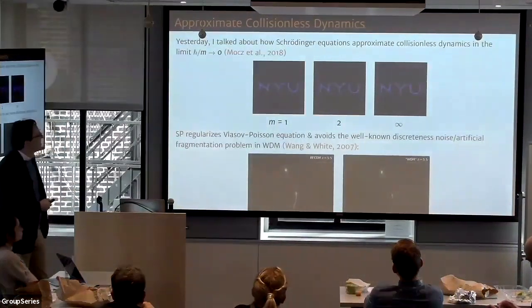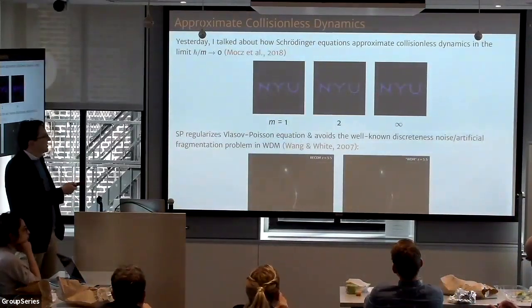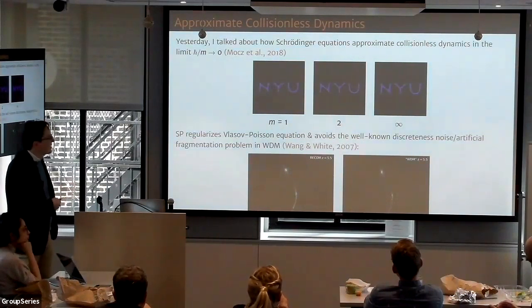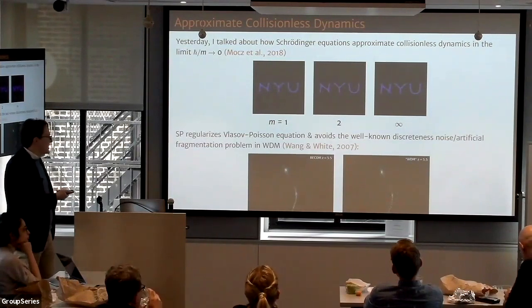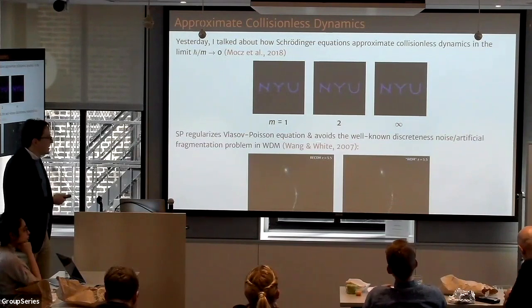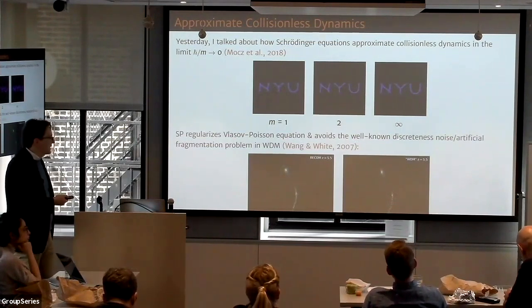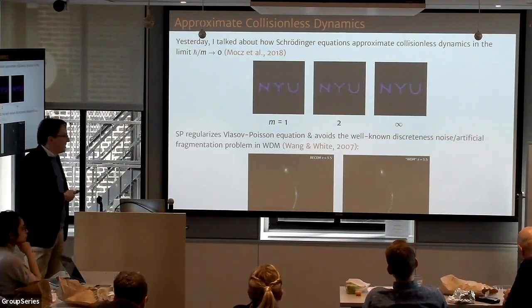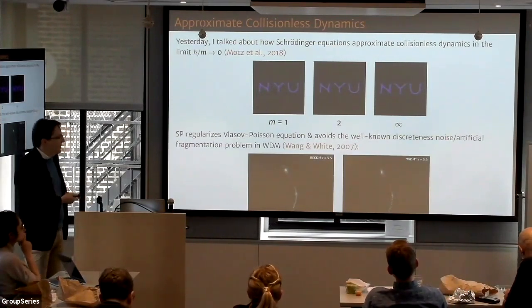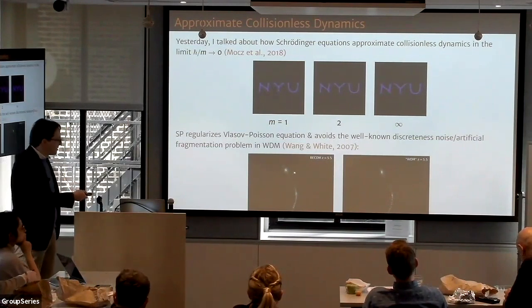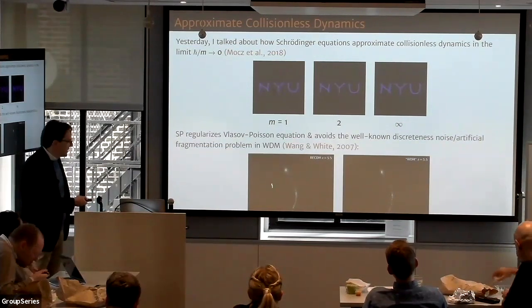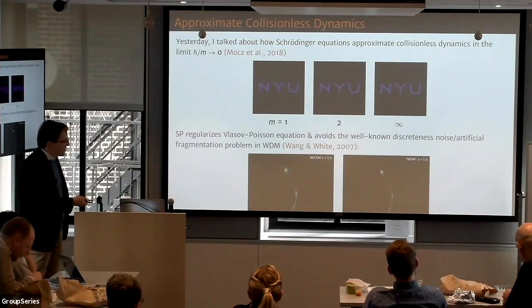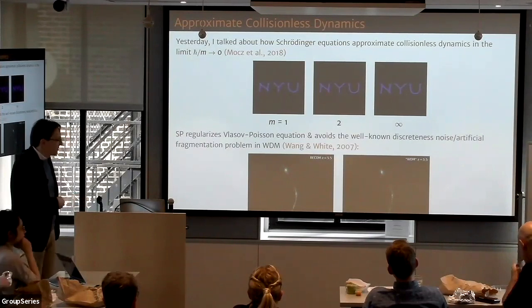And other applications of the method include, as I showed yesterday, how these Schrodinger-Poisson equations approximate collisionless dynamics, and they also take away some well-known discreteness effects that show up in collisionless n-body simulations, where you have shot noise. So I'm just highlighting here a Schrodinger-Poisson simulation on the left and a collisionless simulation on the right, where the collisionless simulation shows this artificial fragmentation of stars.